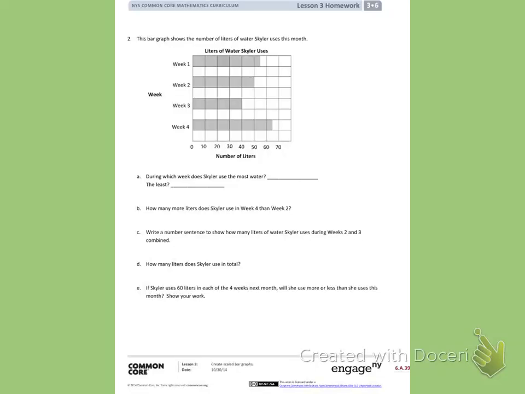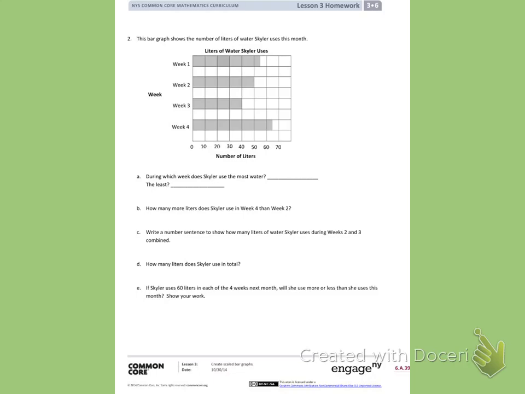Module 6, Lesson 3's objective is to create scaled bar graphs. Item 2 says, this bar graph shows the number of liters of water Skylar uses this month. Item A says, during which week does Skylar use the most water?